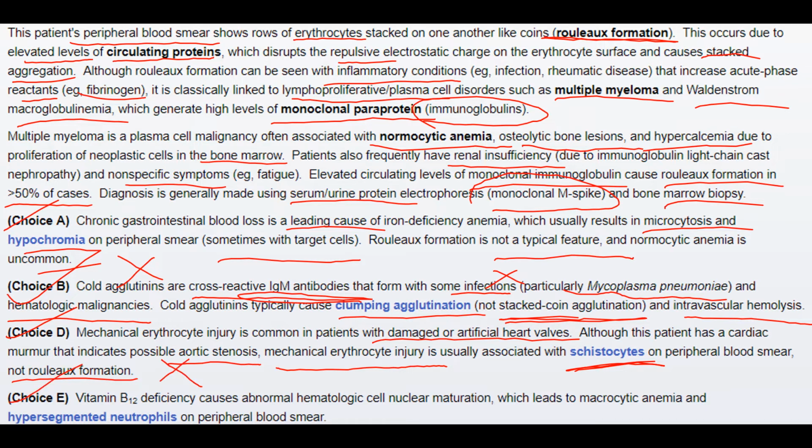In choice E, vitamin B12 deficiency causes abnormal hematologic cell nuclear maturation, which leads to macrocytic anemia and hypersegmented neutrophils on peripheral blood smears and not the Rowlatt's formation, hence it was not appropriate.